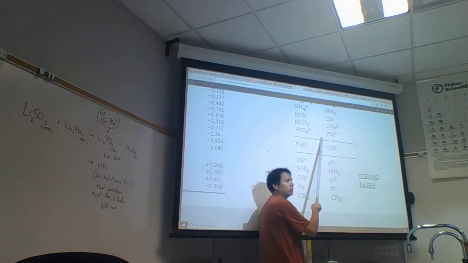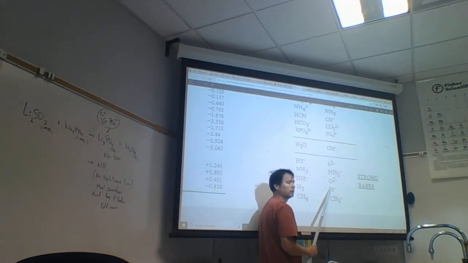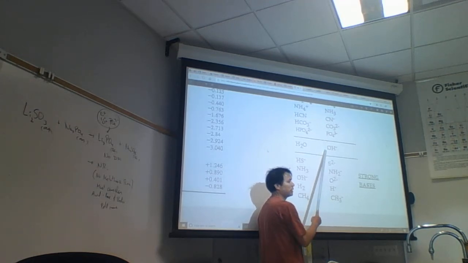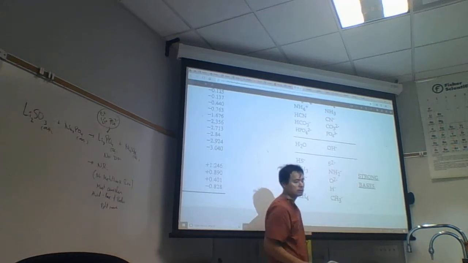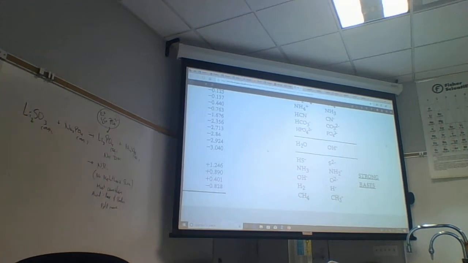But phosphate's on there. Where does phosphate sit? Phosphate's borderline what we call a strong base. I'm not going to make you memorize the strong bases, but these are the strong bases here. And phosphate is almost a strong base. But since it's on this side, we call it a weak base. And so phosphate is a base here.